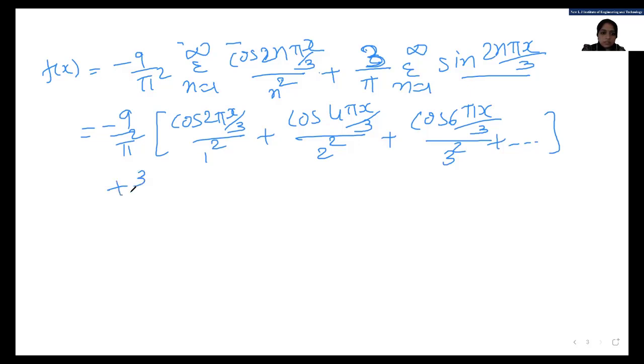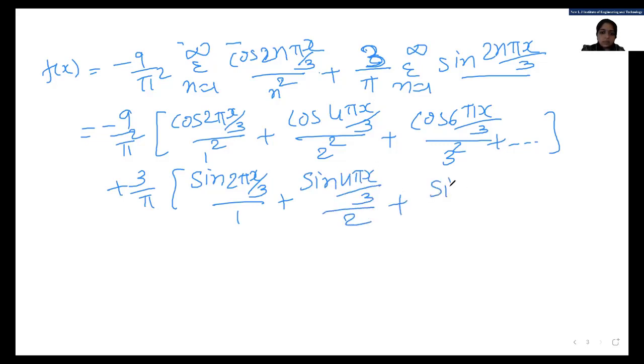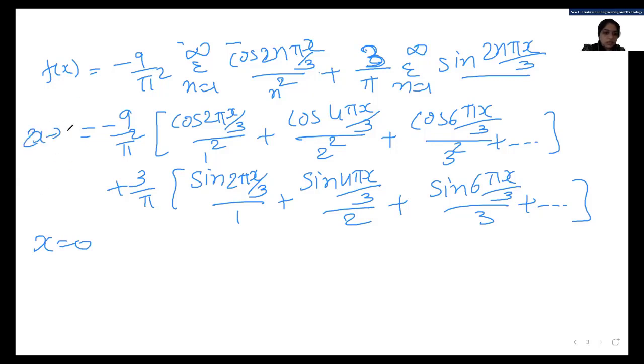Similarly, for the second step, 3 by pi, I have sine 2 pi x by 3 upon 1, sine 4 pi x by 3 upon 2, sine 6 pi x by 3 upon 3, like that, right? Now by putting x is equal to 2, here our f of x is what? 2x minus x square, right?